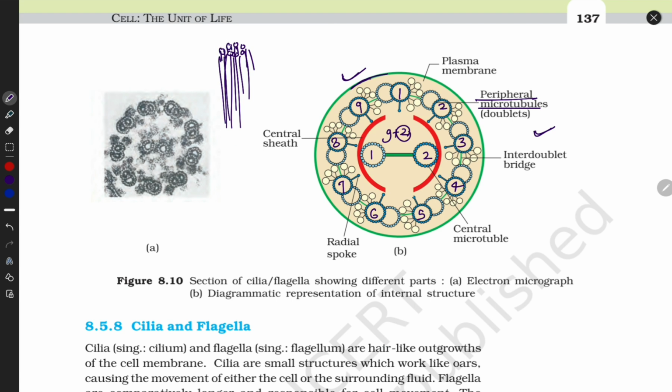Okay. What are these? Interdoublet bridge, the connection between the microtubules. These are center microtubules and these are radial spokes. And what is this? This is the sheath. This structure is important, guys. This structure is important. Alright.